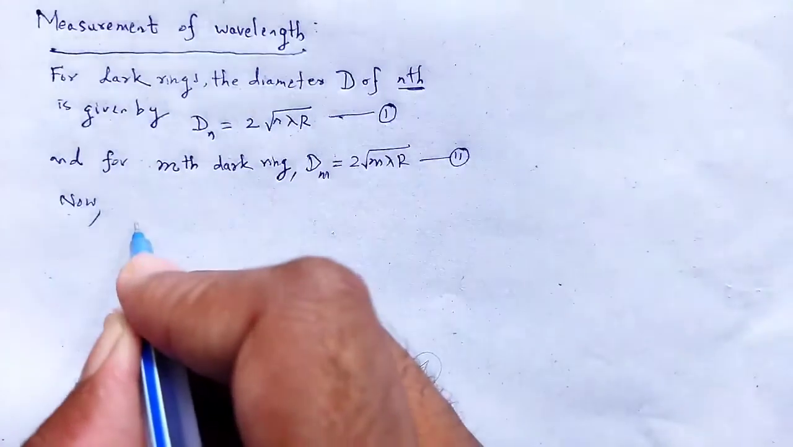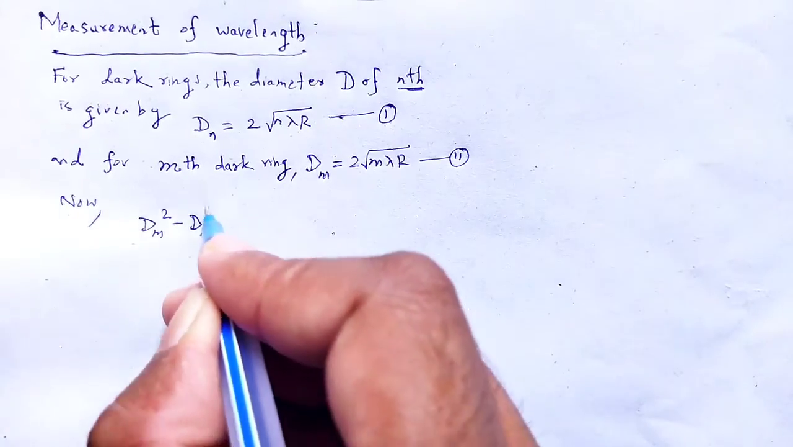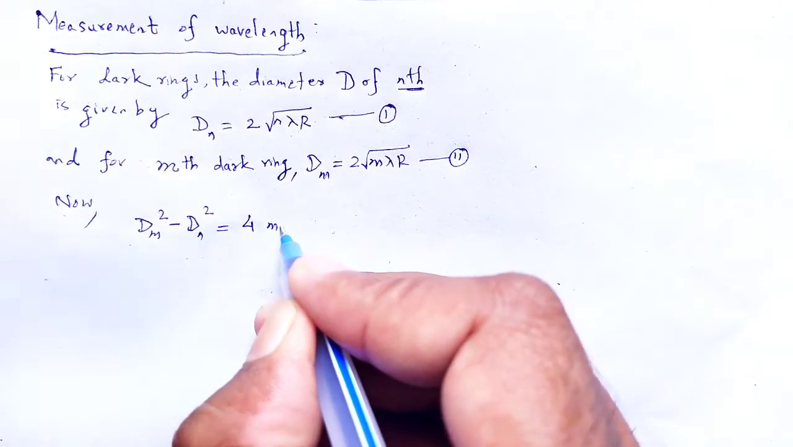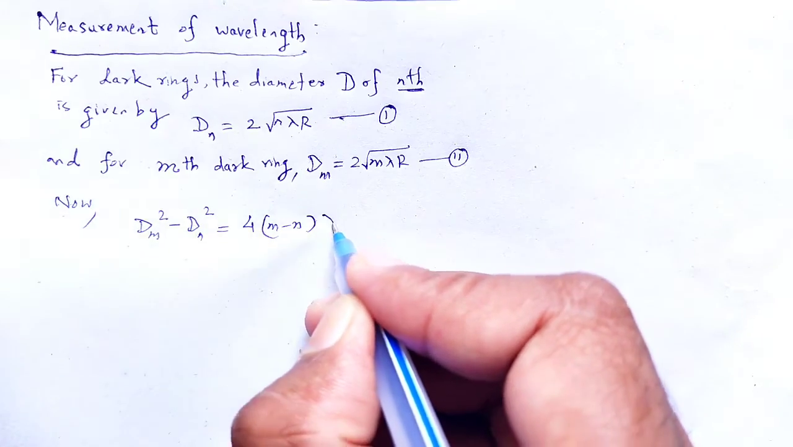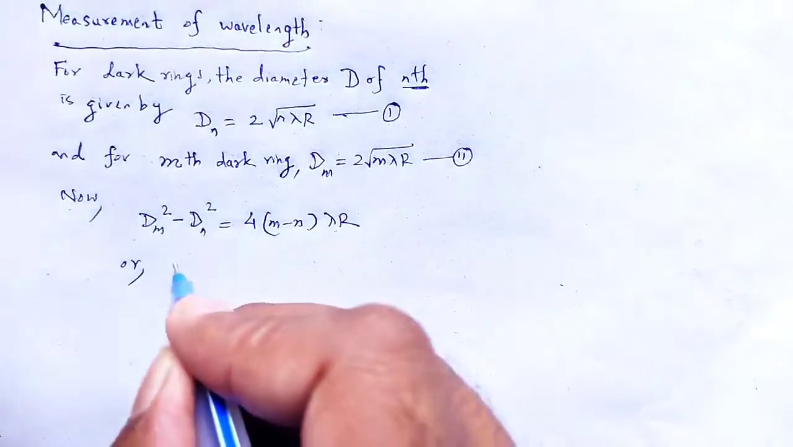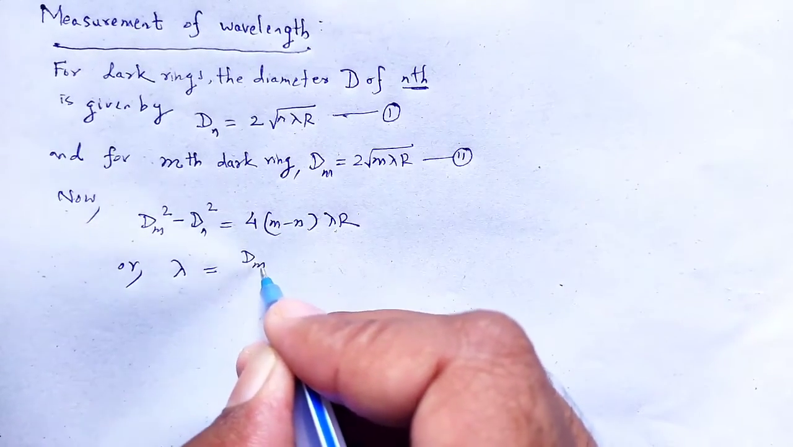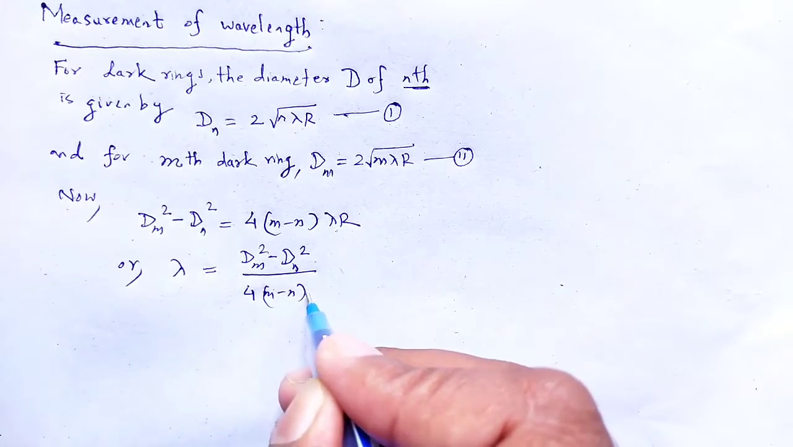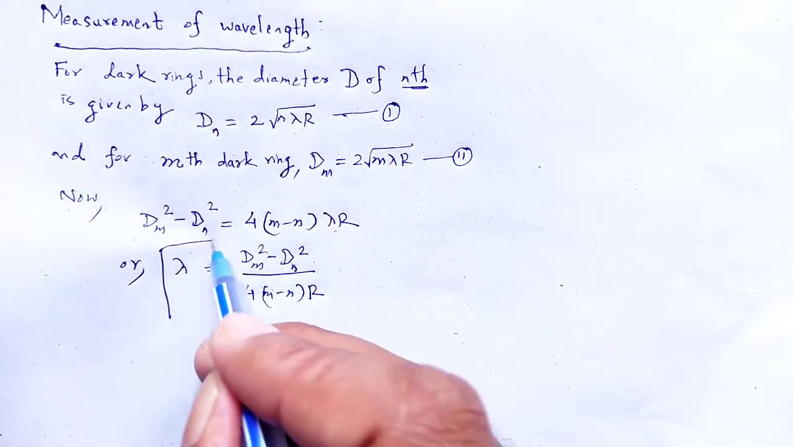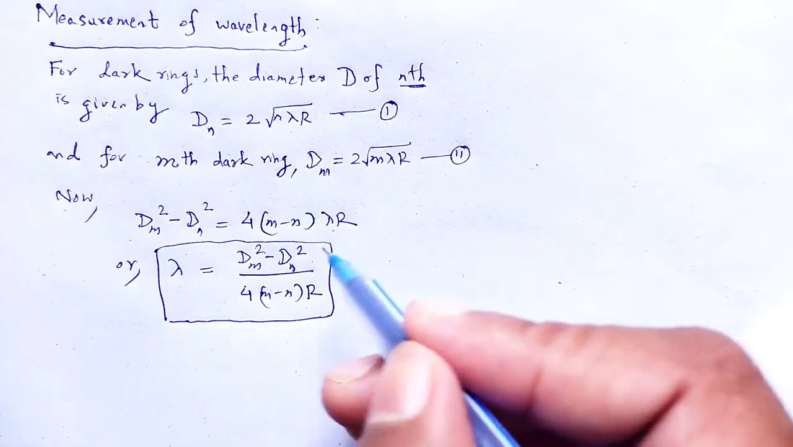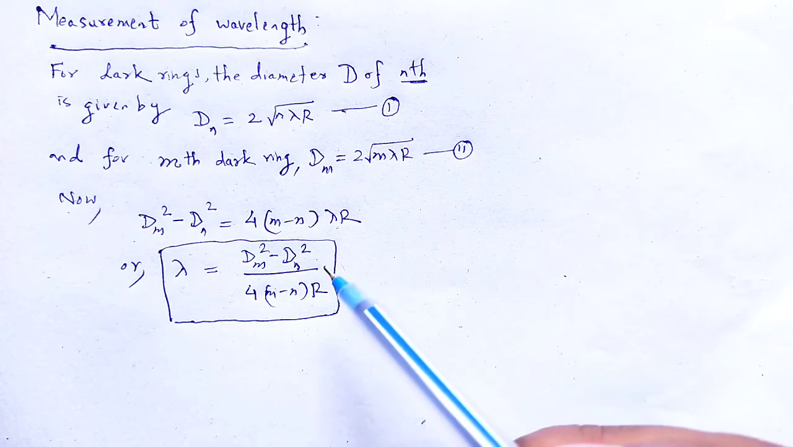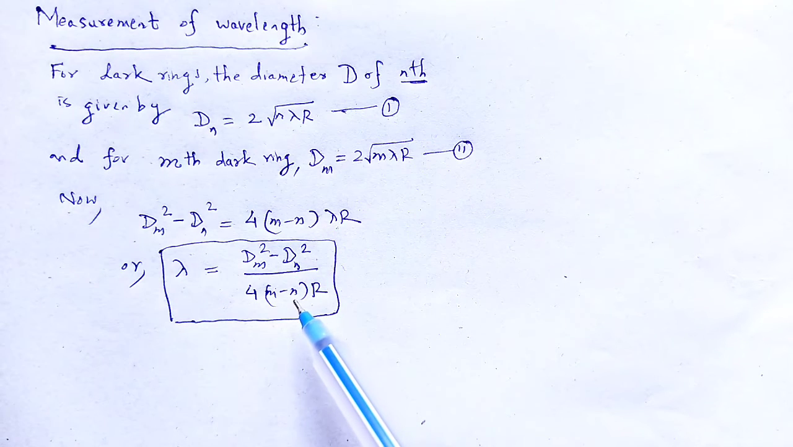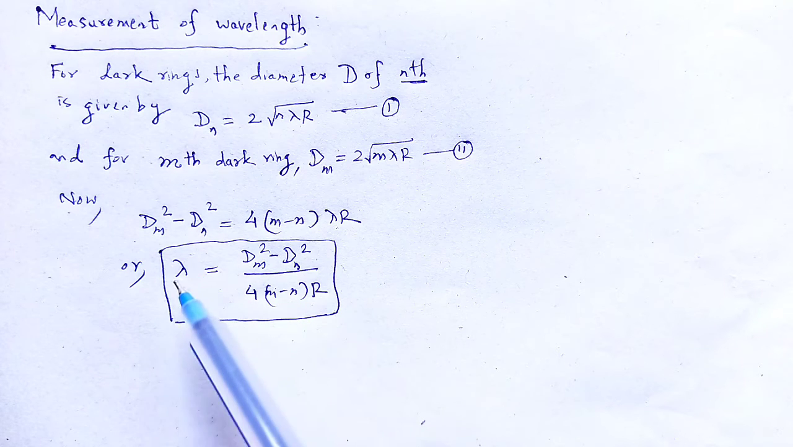Now, dm square minus dn square, after squaring and then subtracting, we have 4 (m minus n) lambda r. From that expression, lambda will be dm square minus dn square divided by 4 (m minus n) into r. That is the mathematical formula to calculate the wavelength. We require dm, dn and the value of r. By putting these values, we can easily evaluate lambda.